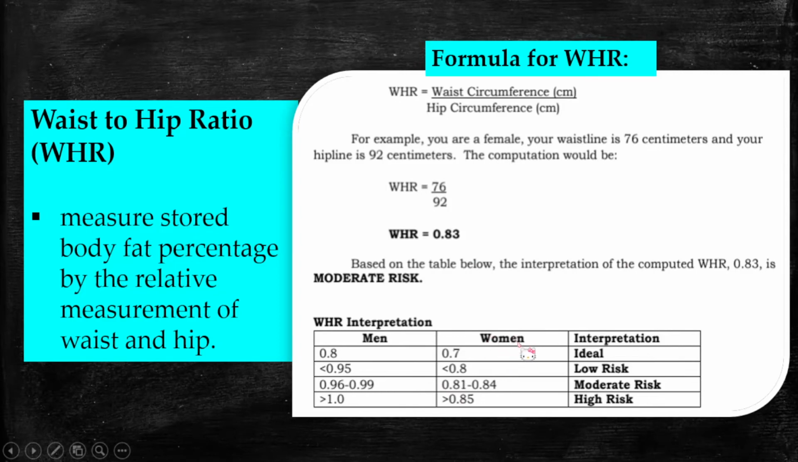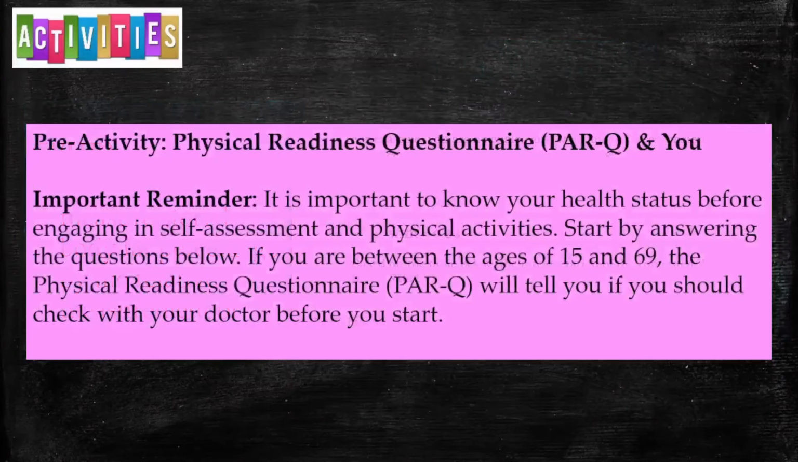So of course, you are a female, you're a woman. So ito, hanapin natin si 0.83. So, makikita natin ang kanyang interpretation is moderate risk. Ibig sabihin, okay siya. Okay? So, now let's have your activities.